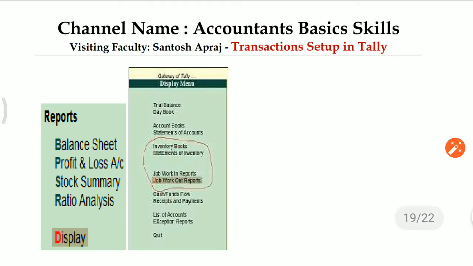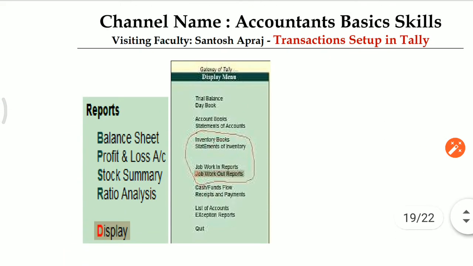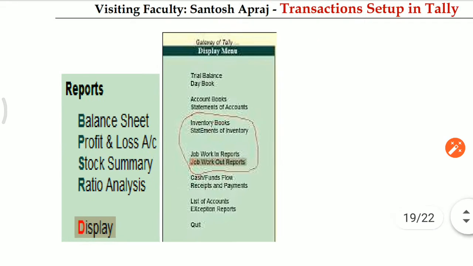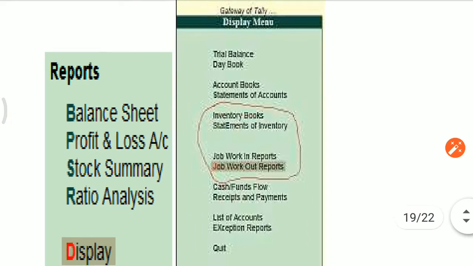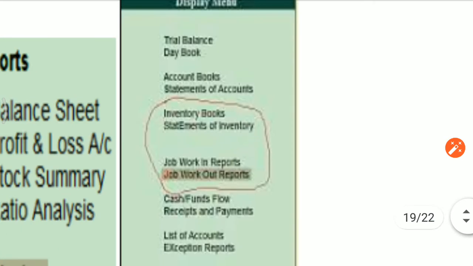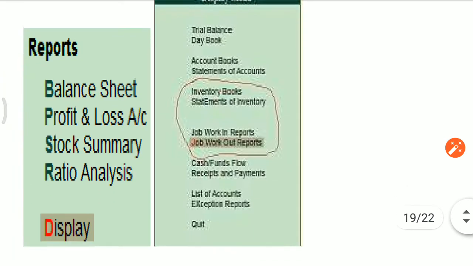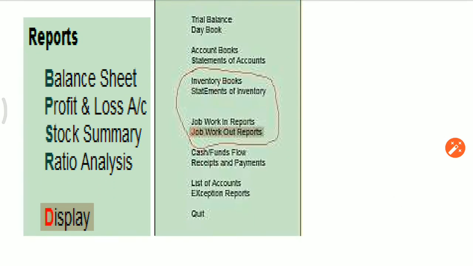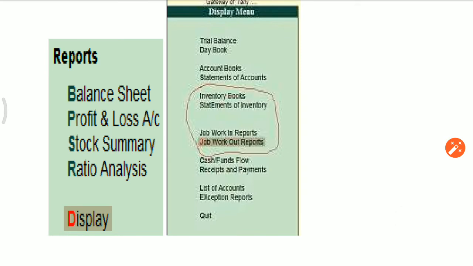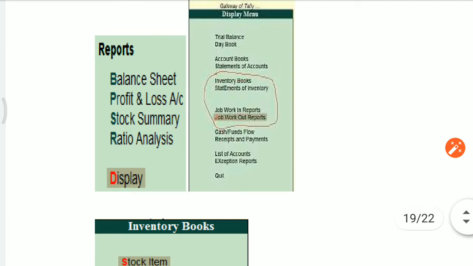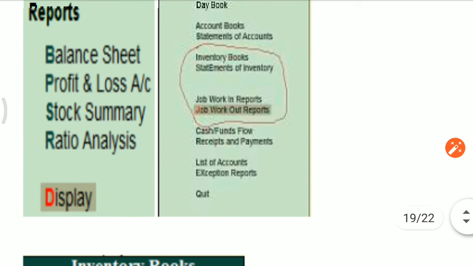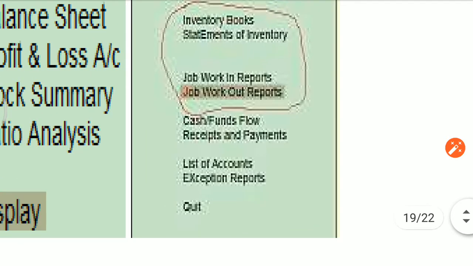Next, there are also options available in display. Where is that available? After your reports, balance sheet, profit and loss, stock summary, ratio analysis, the display option is available. When you press display, this screen will appear on your laptop. That is trial balance, accounting books, statement of accounts, statement of inventory, job work in reports, job work out reports.